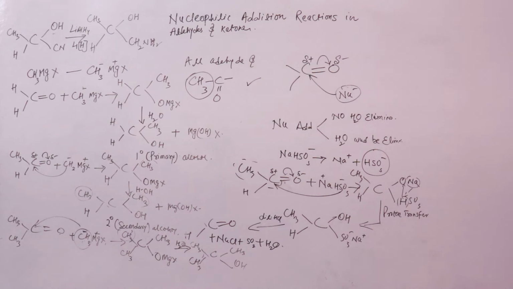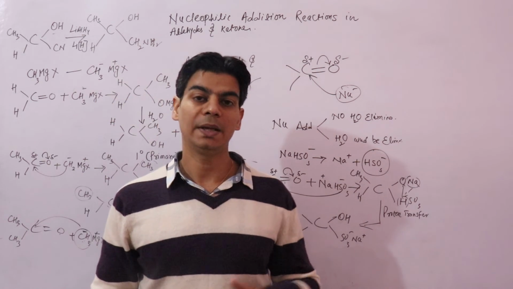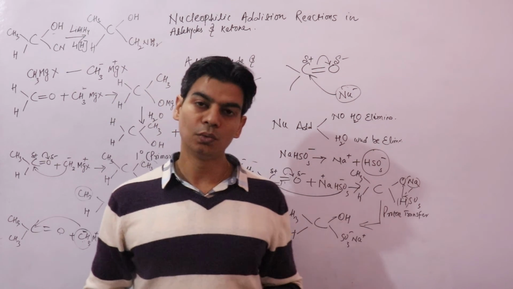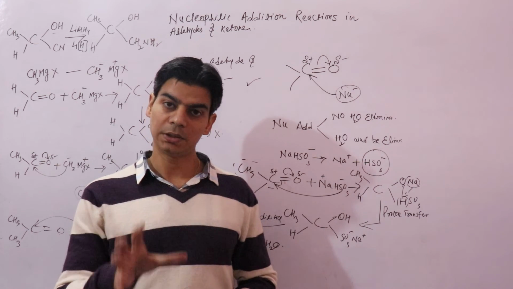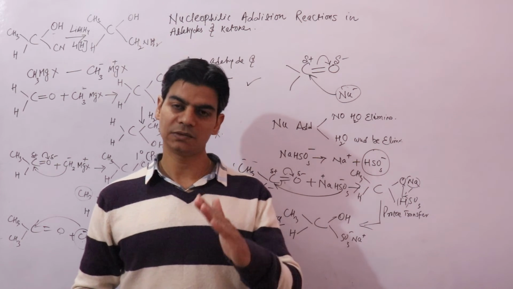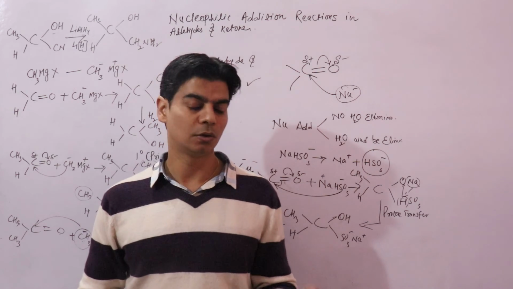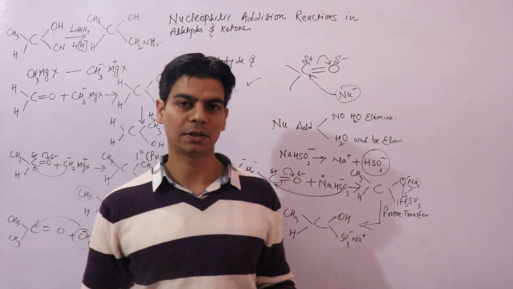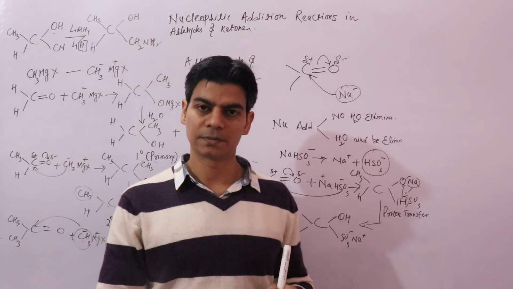Now let's look into its reaction with alcohols. With alcohols it will form acetals. Aldehydes will react with monohydric as well as dihydric alcohols, whereas ketones will react only with dihydric alcohols, not with monohydric alcohols, to give you acetals.